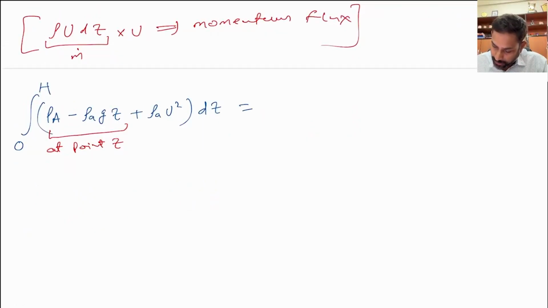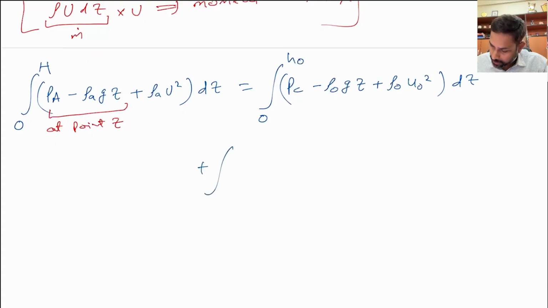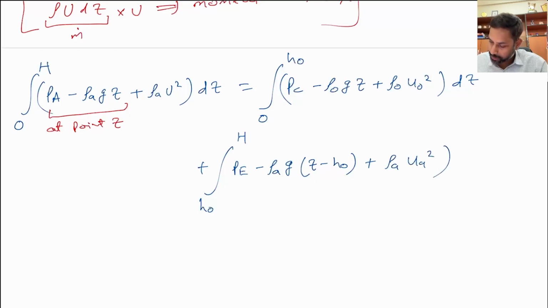Okay, likewise on the right hand side, we go first from 0 to h naught, where we have Pc minus rho naught g z plus rho naught u naught square dz, plus the integral from h naught to capital H of Pe minus rho A g (z minus h naught) plus rho A u A square.